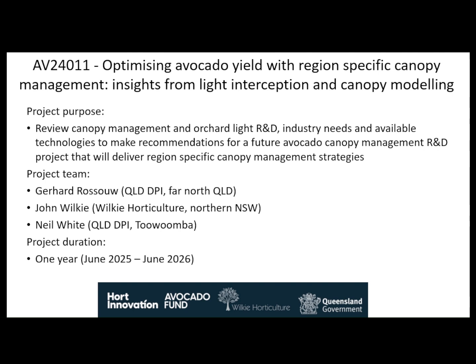So the project goals here, or the purpose of the project, it's essentially a scoping study, a 12-month scoping study to understand what work has been done on canopy management, understand industry needs, understand technology available, and make recommendations for what should be included in a full canopy management, long-term canopy management project. So this is just a scoping study to understand what has been done, what people need, and what work should be done.